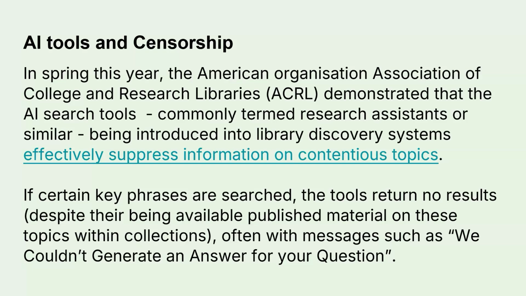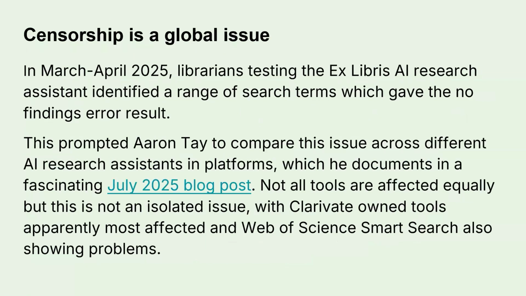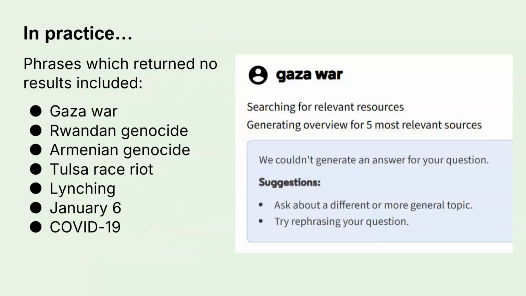Key phrases came back with no results. So Aaron Tay again had a look at this in July and was looking specifically at Clarivate owned tools, so that includes ours. Ex Libris is the company that owns Alma, which is the thing behind your search. Clarivate is badly affected, but Web of Science also affected. So again, this is coming into tools that we're using and we may not think about being censored. And in practice, phrases that came up with no result included, this is not the full list, but included those, so garter wall, all sorts, and this is the error message you would get back.